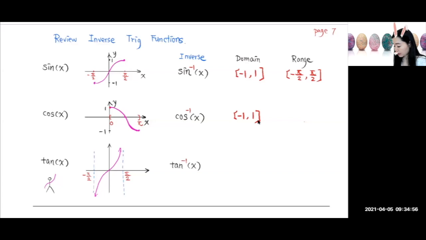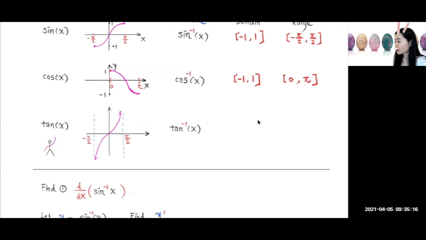So the range for inverse cosine is the domain for cosine over here, the restricted domain, which is 0 to pi. Yes, you got it. Now let's get to tangent.